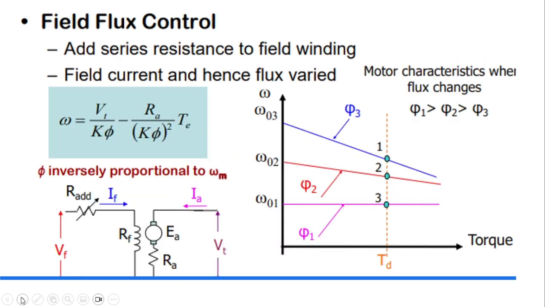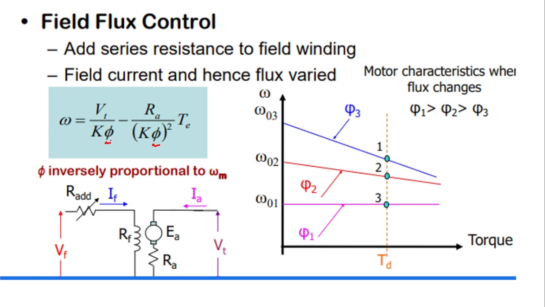The next one is field flux control. Same concept: you look at the equation and see where things are changing. Now you have a flux here and a flux here, so you know the y-intercept is going to change and the gradient is going to change, just from looking at the circuit itself. The field current, hence the flux, will vary.